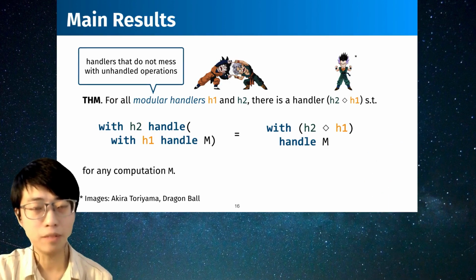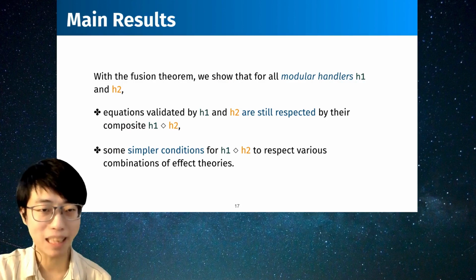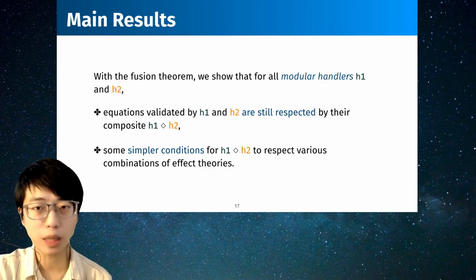With this fusion theorem, we can show a number of results relating the combinations of effect theories and the sequential composition of handlers. The first one here says that all equations respected by handlers H1 and H2 respectively are still respected by their composite handler. In other words, if H1 respects a theory T1 and H2 respects a theory T2, then the sequential composition of H1 and H2 respects the sum of T1 and T2, which is simply the combination of T1 and T2 without any new interaction equations.